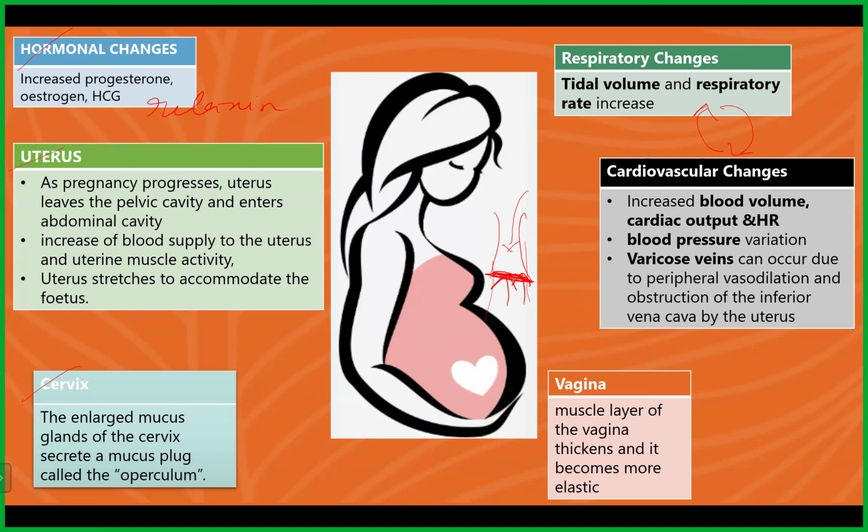I'll just give a gist of everything: the operculum and hormonal changes. First, talking about the operculum. In the cervix, the mucus glands get enlarged, and when they do, they secrete a mucus plug. That mucus plug is called the operculum.